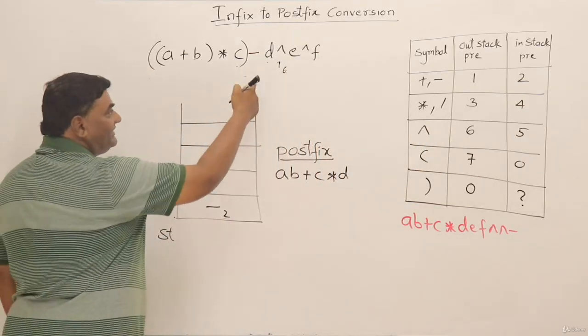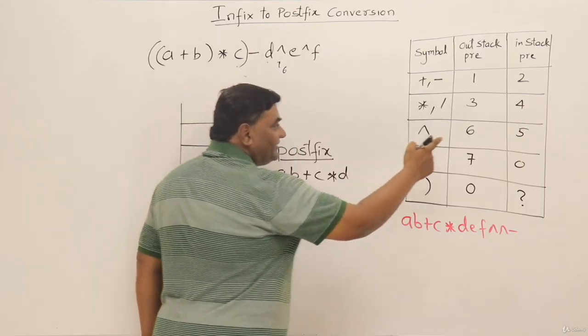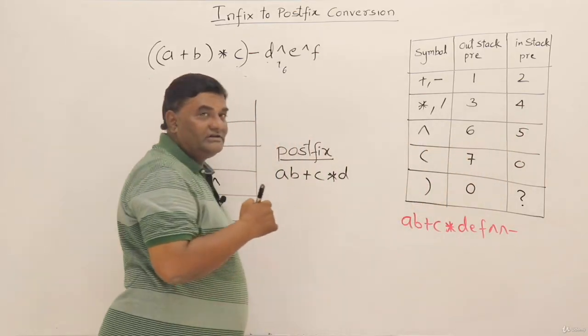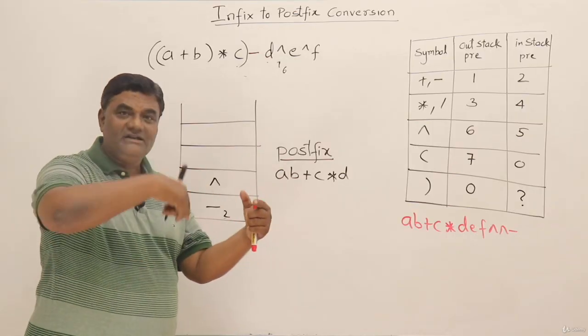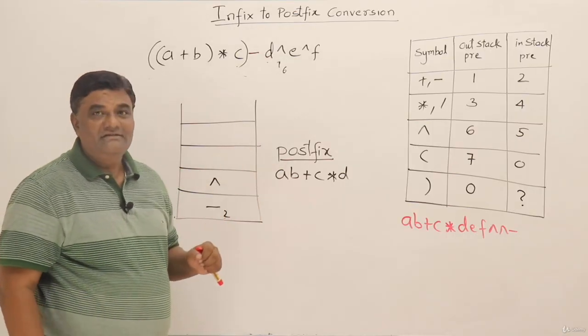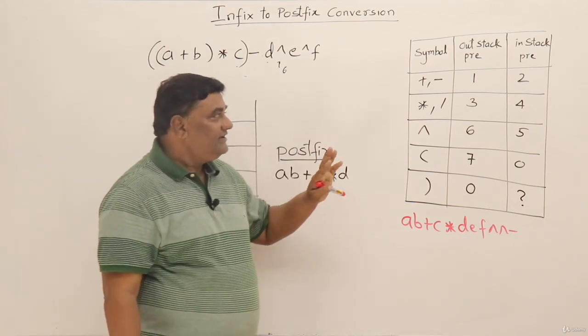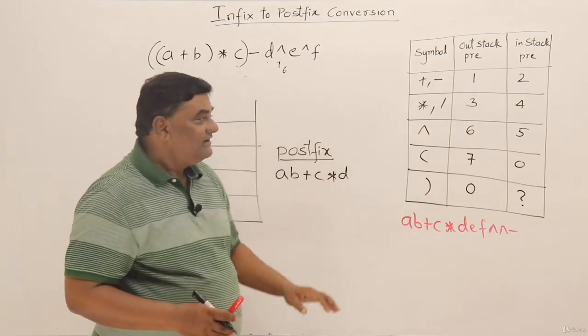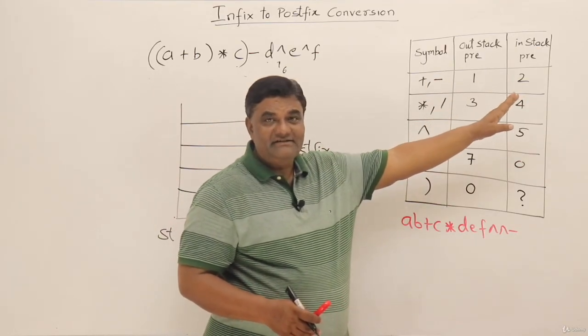This is 2. So that is greater. Push it. What's its precedence now? 5. See, if you observe, till now precedence was increasing when it was coming inside, but now it is decreasing. Reason? It is right to left associative. So the purpose of giving two precedences is that if it is left to right, let it increase when it is going inside the stack.